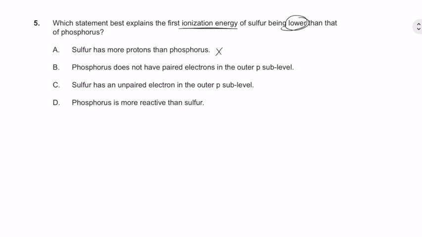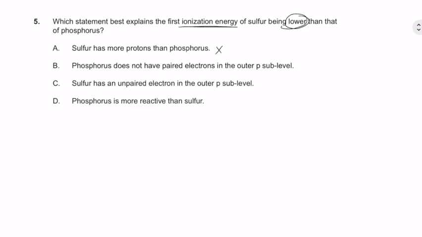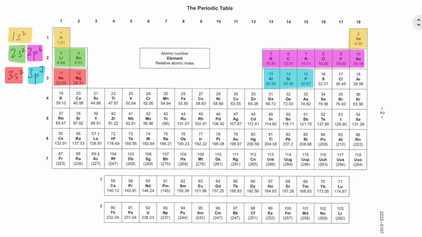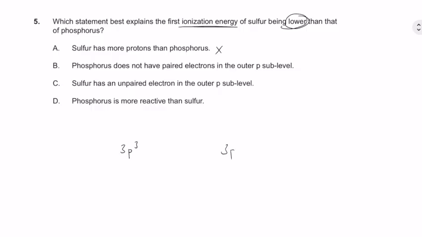For B, phosphorus does not have paired electrons in the outer p sublevel. So that is, again, another correct statement. So we can see here that for phosphorus, it actually has 3 electrons in the outer orbital, and that you can see based on counting from the periodic table. Whereas for sulfur, it has 3p4.